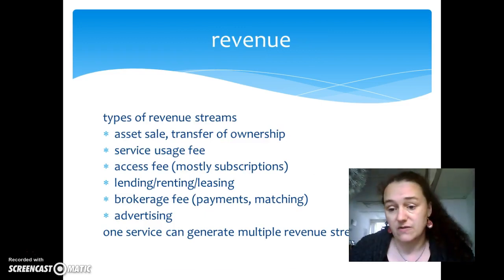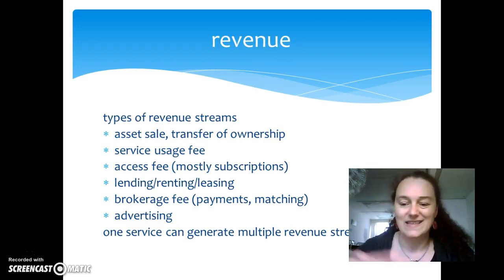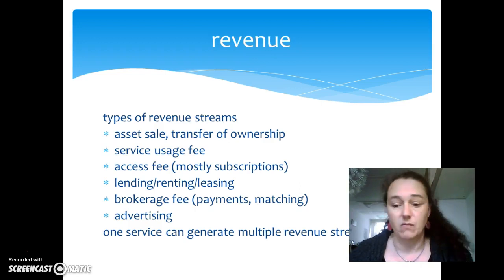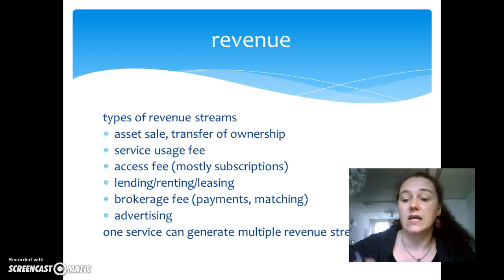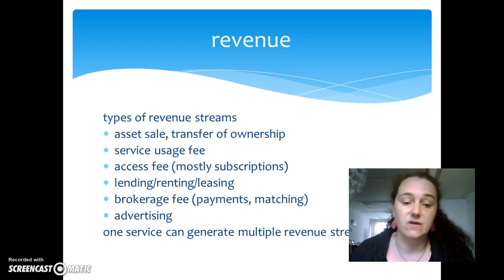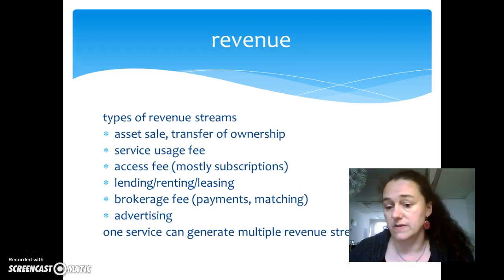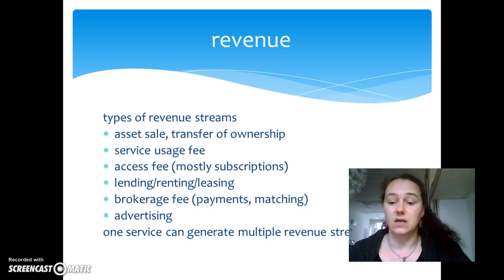So there's different types of revenue streams. So in principle there's the simple sale of an asset, transfer of ownership that delivers some value. But you can also have a service usage fee. Whether it's for renting or for using a specific service, you pay for that, but there's no transfer of ownership. There can be an access fee, so in terms of a description that you have access to the internet, to the telephone network, to whatever that is.